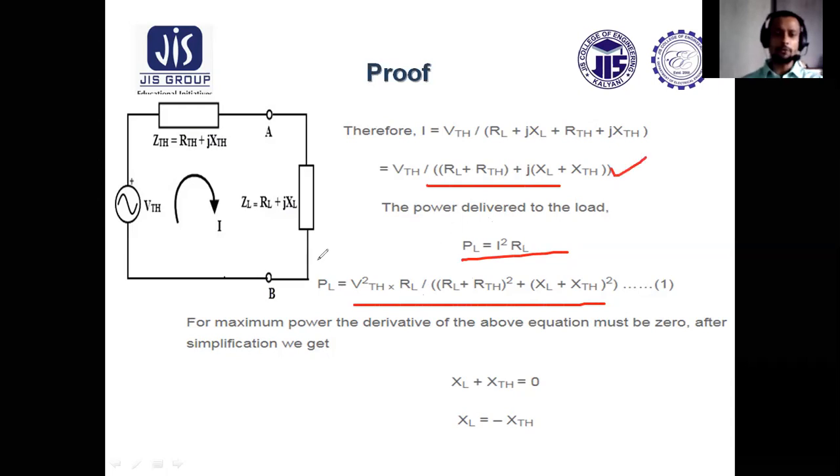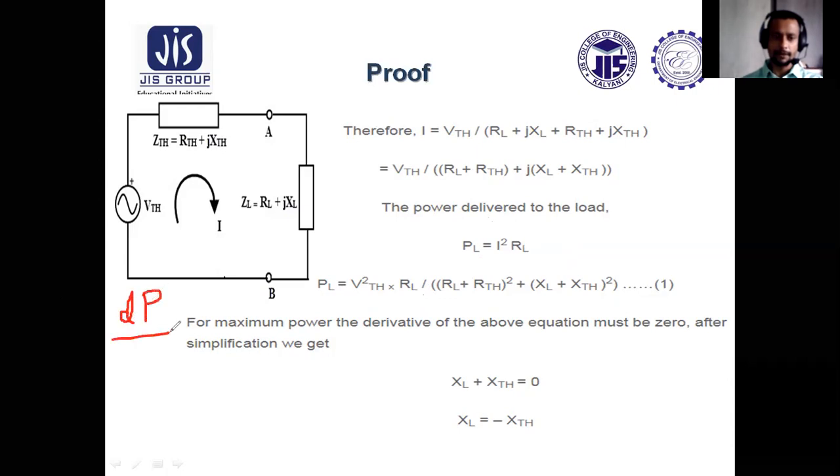Now what is the formula for maxima? Maximum power. The formula for maximum power will be dP, the derivative of power with respect to the variable. We can vary RL or XL, so let us differentiate with respect to XL and equate it to 0. This is the condition for maximum power, provided the second order derivative is less than 0.